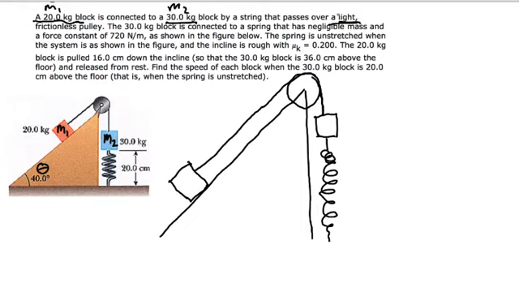Whenever you see the word light on an AP exam, light in this case means zero mass. Does that make sense? And it's frictionless. They might say a very slippery pulley when they want you to do it frictionless. It's connected to the spring that has negligible mass and force constant of 720.